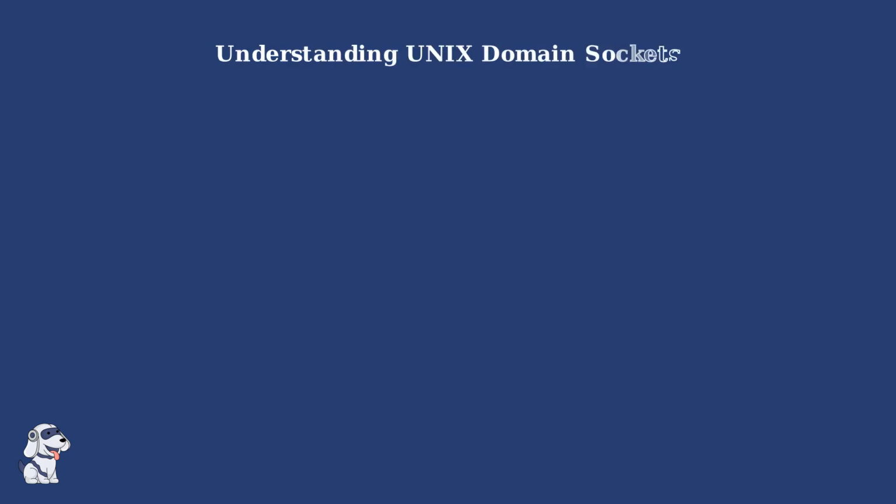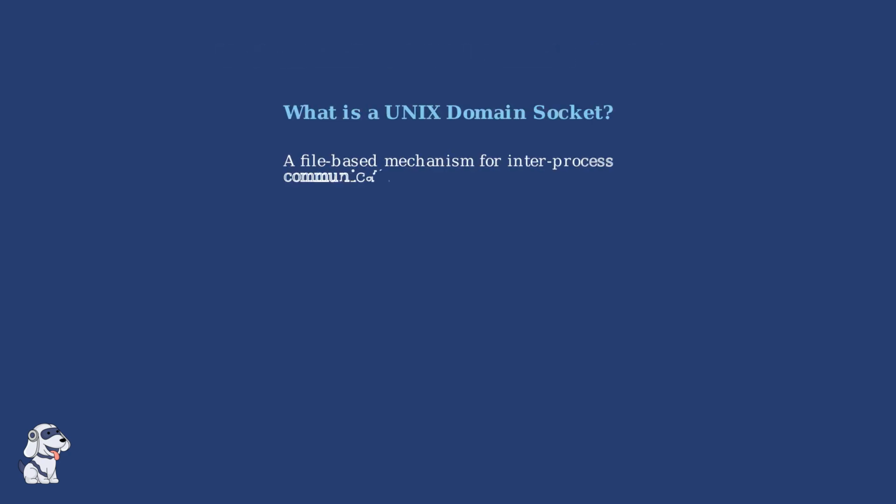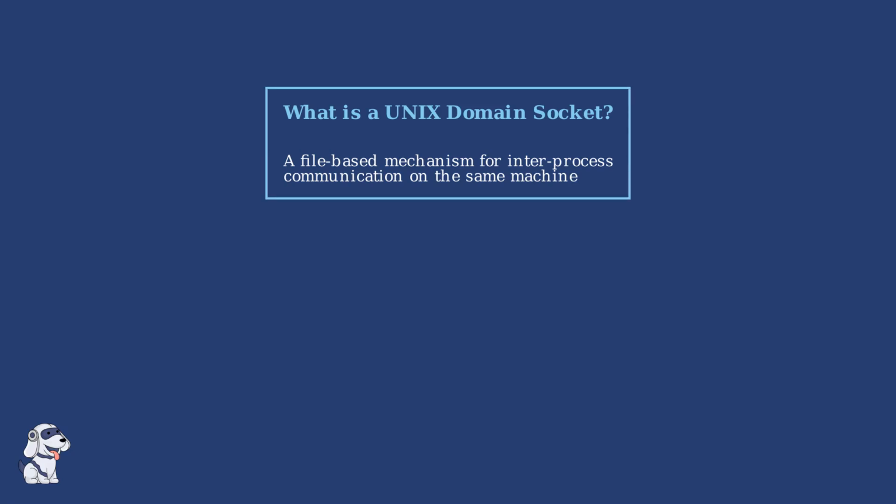Unix domain sockets are a fundamental concept for understanding how Cloud Run securely connects to Cloud SQL. Think of them as a special type of communication channel that works entirely within a single machine. A Unix domain socket is essentially a file-based mechanism that allows different processes running on the same machine to communicate with each other. Unlike network sockets that use IP addresses and ports, Unix sockets use the file system.